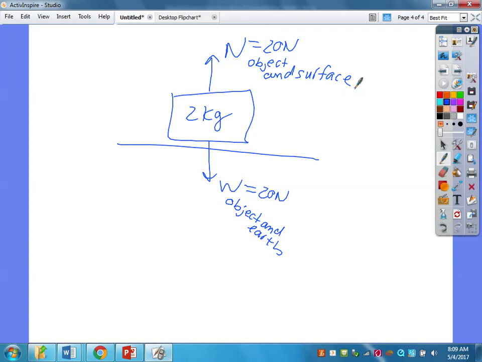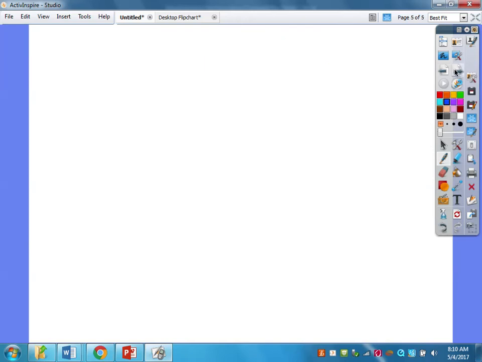The normal is created because the object is pushing down on the surface. Why is it pushing down? I don't care. It obviously is something else related to it. It's the earth. But then the surface must push back up. We have that force pairing. So a classic example that I obviously do in the classroom all the time is pushing that cart.